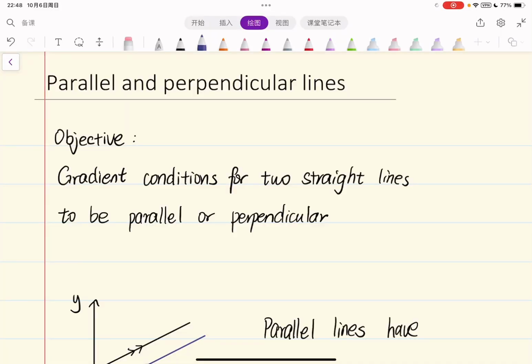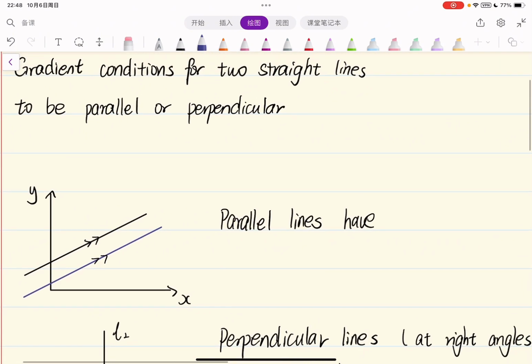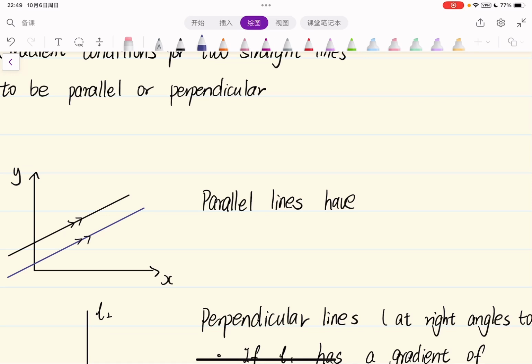Hello everyone, in this video we are going to learn about parallel and perpendicular lines. For this lesson we aim to know the gradient condition for two straight lines to be parallel or perpendicular. Two lines that are parallel have the same gradient.